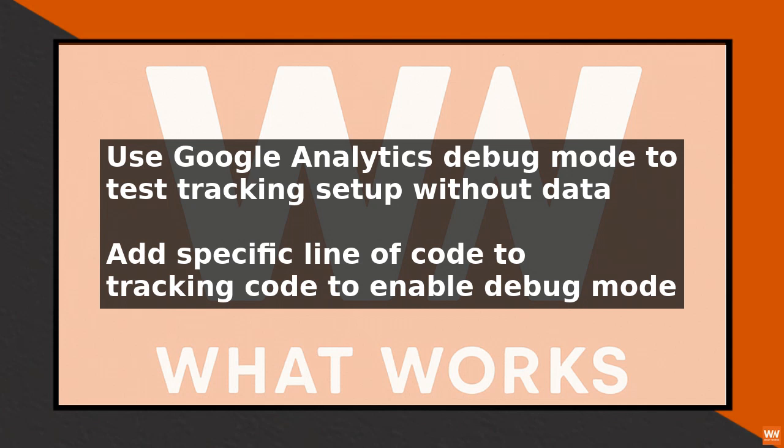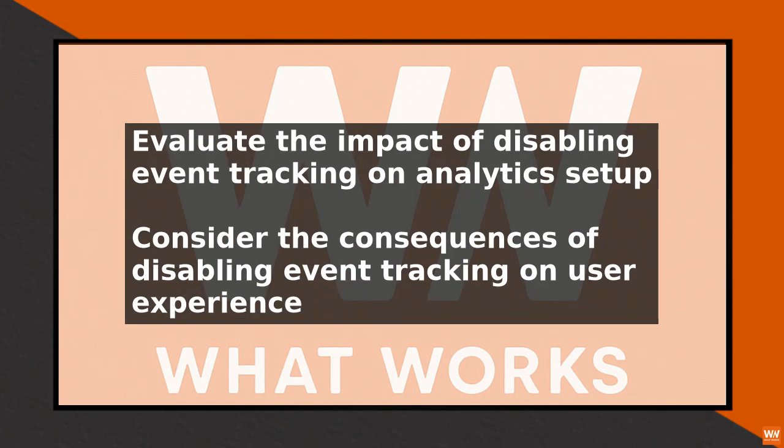To enable debug mode, you need to add a specific line of code to your tracking code. This will prevent any data from being sent to Google Analytics, including event data. It is also important to note that disabling event tracking may affect your ability to analyze user behavior on your website. Event tracking provides valuable insights into how users interact with your website, and disabling it may limit your understanding of user behavior. Therefore, before disabling event tracking, consider the potential impact on your analytics setup and user experience.